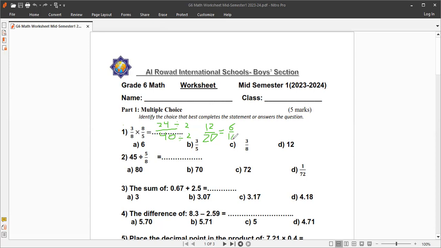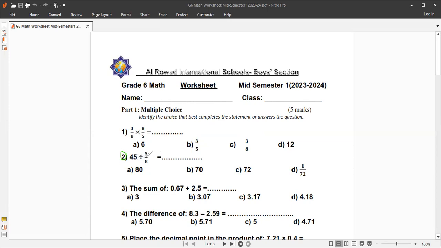Still we can divide by 2. 6 divide 2 equals 3. 10 divide 2 equals 5. Now 3/5 is the simplest form. We cannot simplify more because we cannot divide the numerator and denominator by the same number. So the answer is B, 3/5. Question number 2.